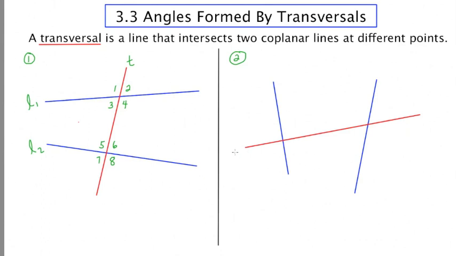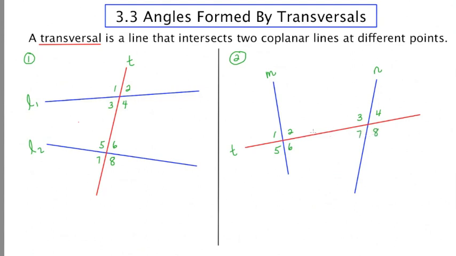The same thing happens over here. The red line is the transversal. I'll call this line M and I'll call this line N. And again, there's 4 angles formed here, and there's 4 angles formed here. This time I'm going to number them, but just going straight across. 1, 2, 3, 4, 5, 6, 7, 8.